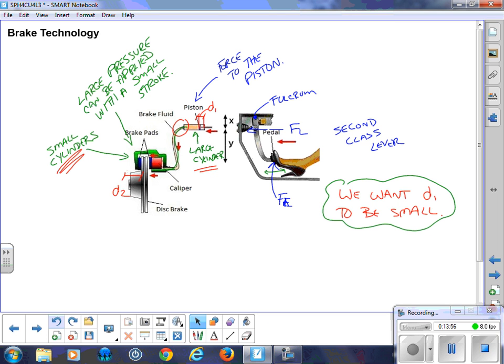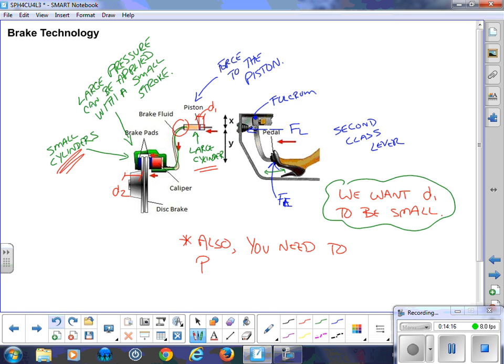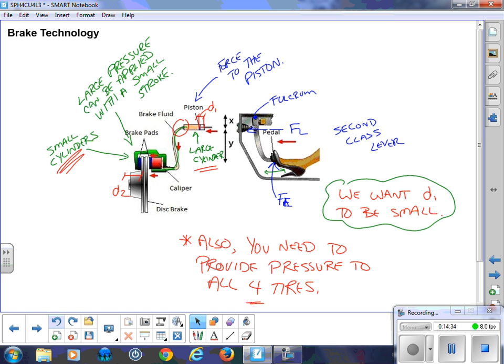All right, so these tubes, they run to your 4 tires. And the other reason, I'll put down here, is that this cylinder, this piston that you're pushing, you're not dealing with one tire. You need to provide pressure to all 4 tires. So that means that pressure needs to be fairly big at the initial point because it's going to get spread into 4, divided by 4, when it spreads out throughout the system.